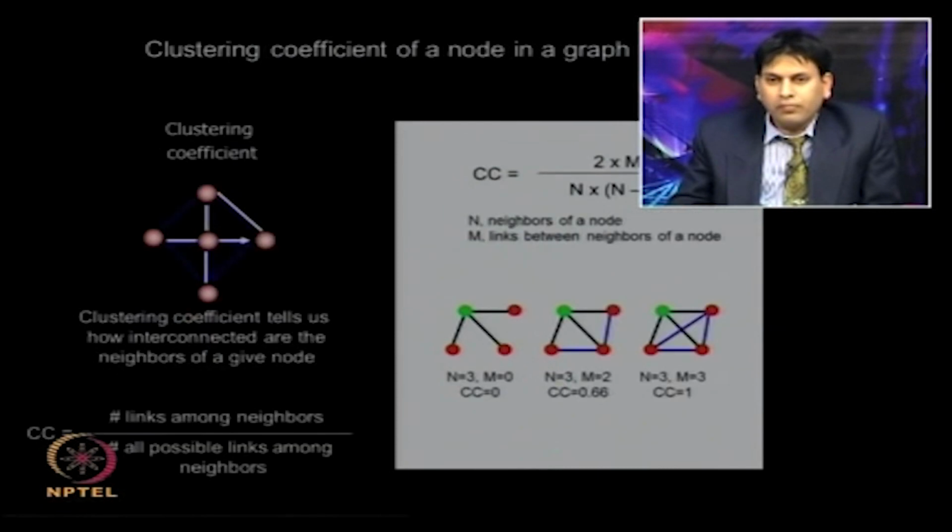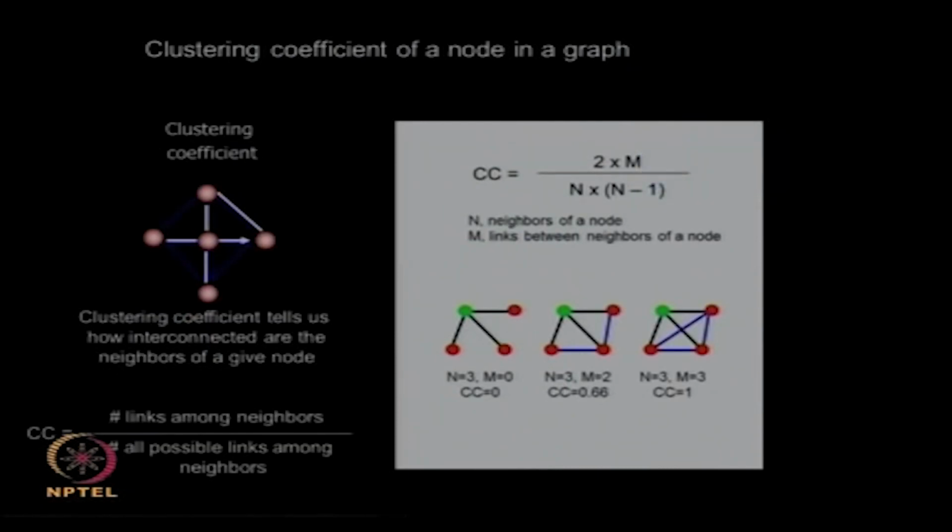The other property that I was referring to previously is the clustering coefficient of a node. Clustering coefficient refers to the number of connections between the neighbors of a given node of interest compared to what you would see in a completely connected graph. Now, let us look at an example.